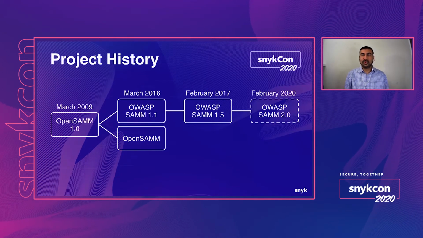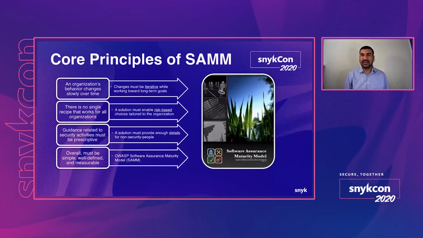Now, SAM is built on a few core principles. First, an organization's behavior changes slowly over time. Changes need to be smaller and iterative to really take hold and make a difference. The second is that there is no single recipe that works for all organizations, and SAM is built with that in mind and supports an organization building a program that is tailored to their risk profile, culture, as well as existing maturity level. Third, the guidance related to security activities must be prescriptive. Too often, security initiatives fail due to very poor details, lack of communication, or invalid assumptions. Overall, the success of the program will be based on being simple, well-defined, and measurable.